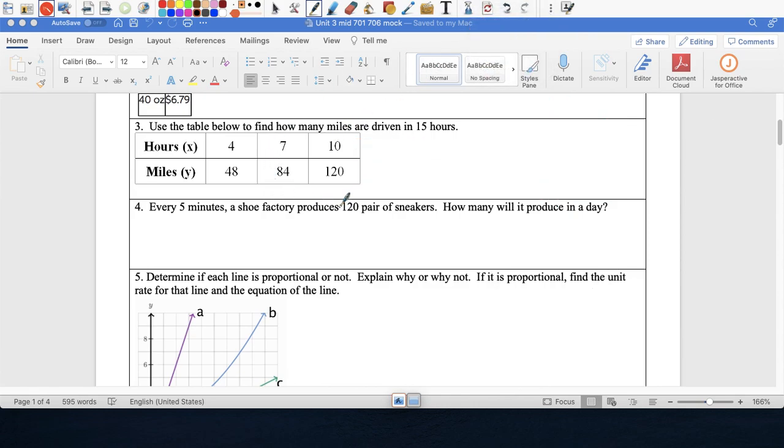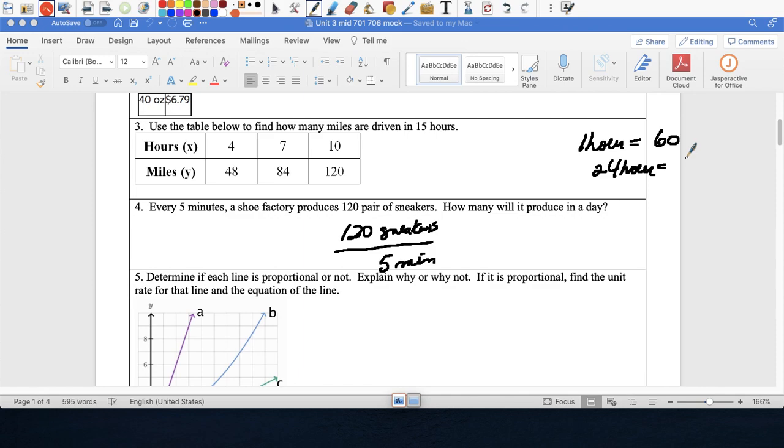Every 5 minutes, a shoe factory produces 120 pairs of sneakers. How much will it produce in a day? Okay, so 120 sneakers. I'll write that down, and let's write our relationship here in 5 minutes. Now notice that 1 hour has 60 minutes, but in a day we have 24 hours.